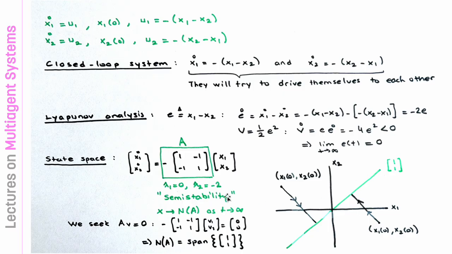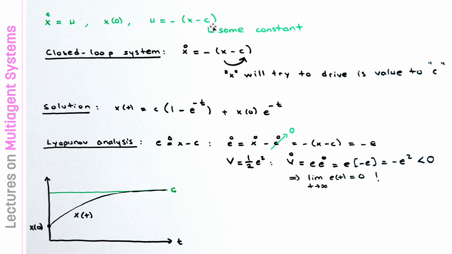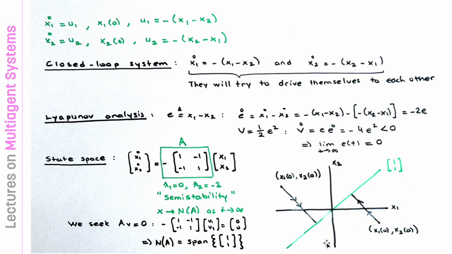And since you are not converging to an equilibrium point, like in this example, where X converges to C, it is fixed. It doesn't depend on your initial conditions. Regardless of where you start, it will converge to C. It is not semi-stable, it is asymptotically stable. In this case, it is semi-stable. Your final point depends on where you start.